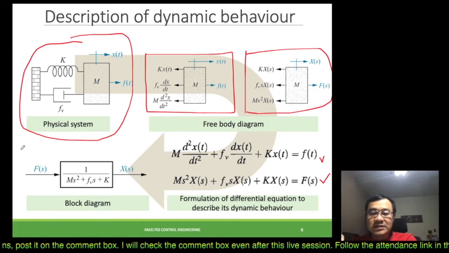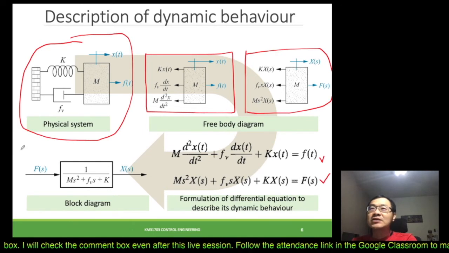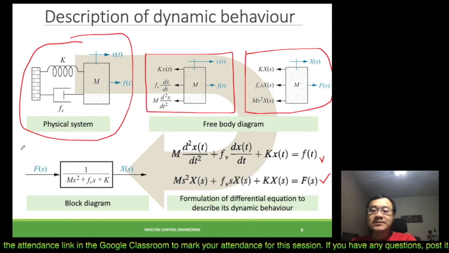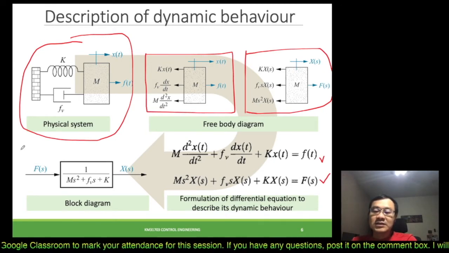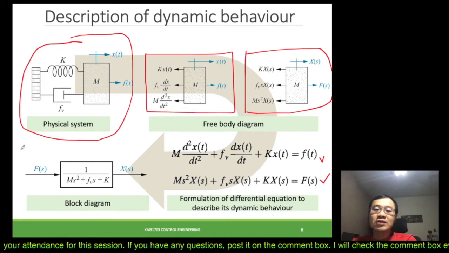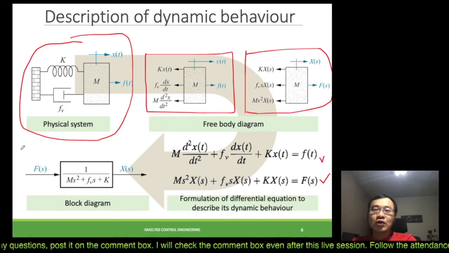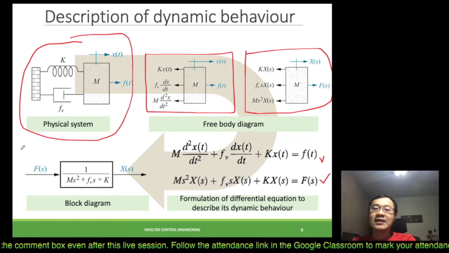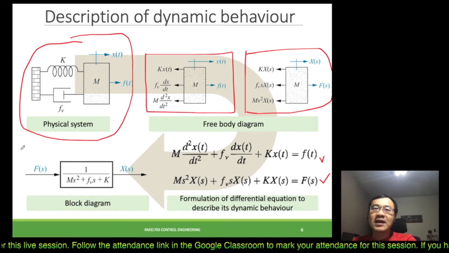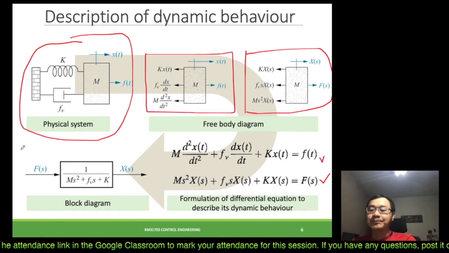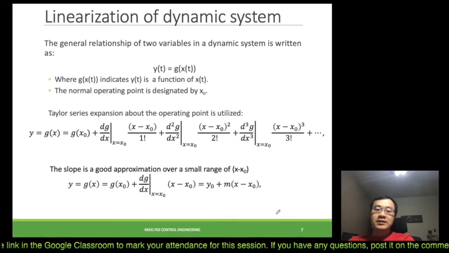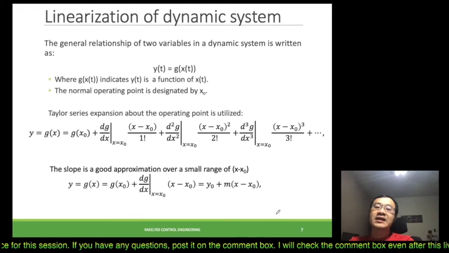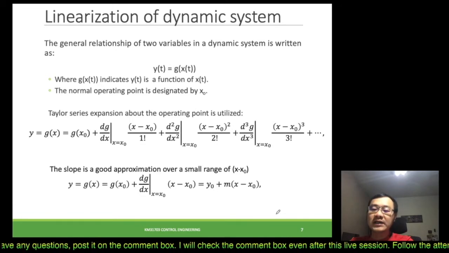So in this course, our main target is to be able to model from a physical system to a block diagram, so that in the later stage we can use several control engineering principles or approaches to analyze them and check the response and the stability of the system. This slide shows how we could linearize a dynamic system which has an order higher than 1.